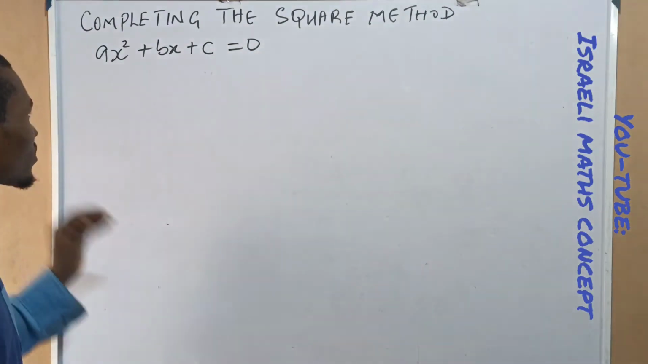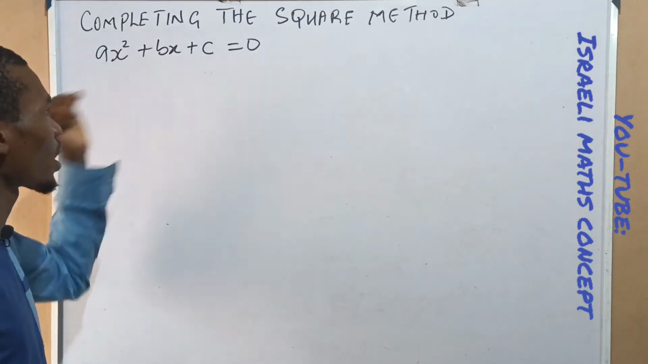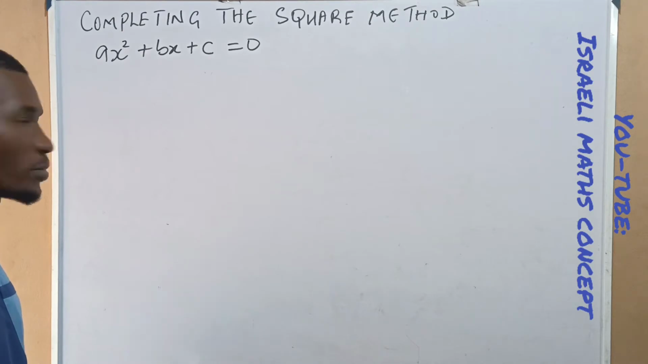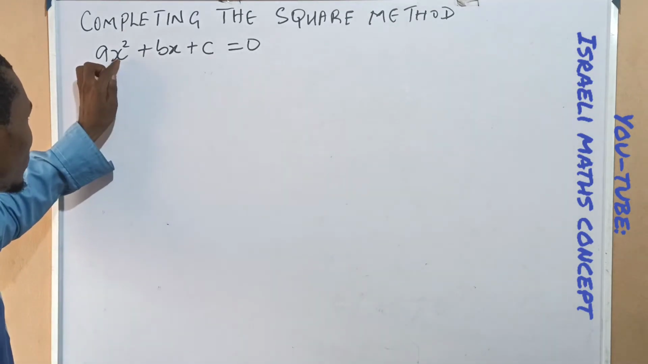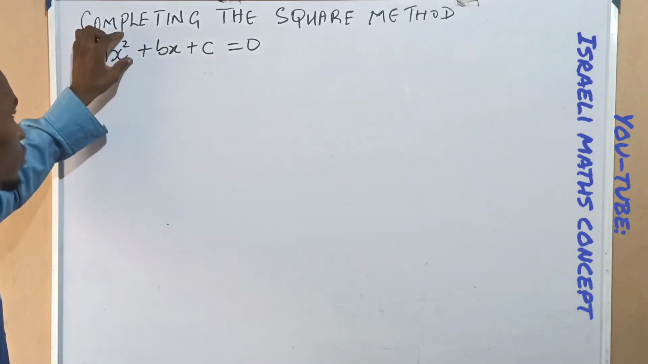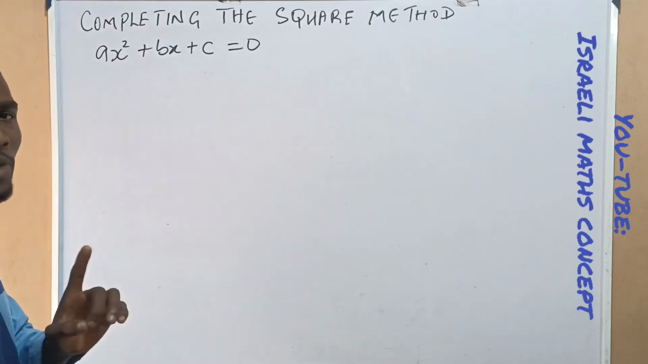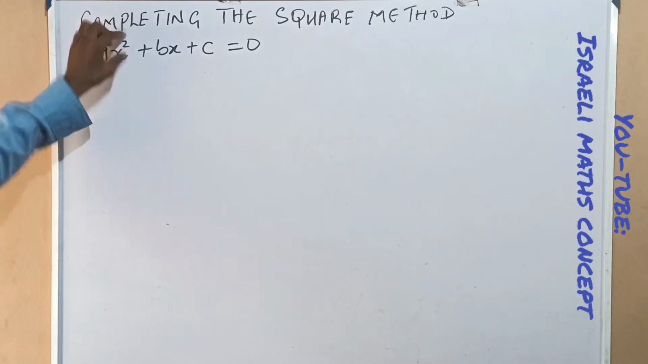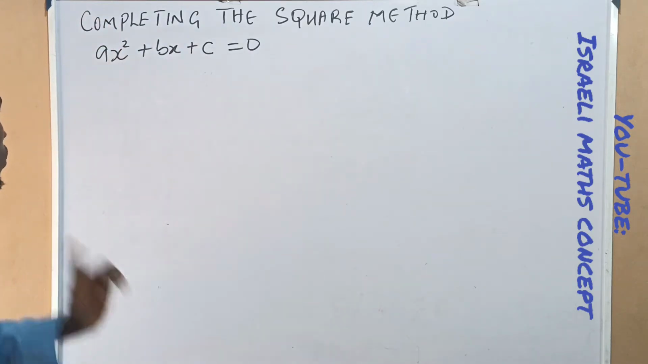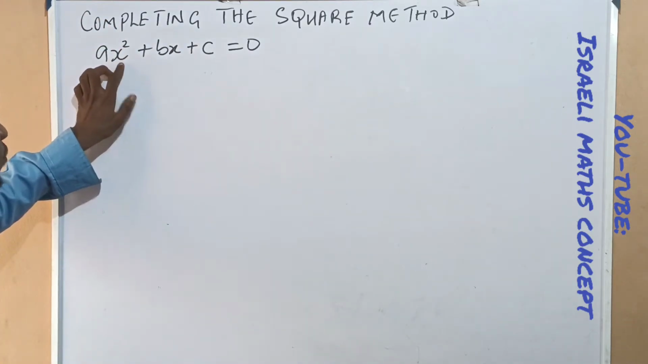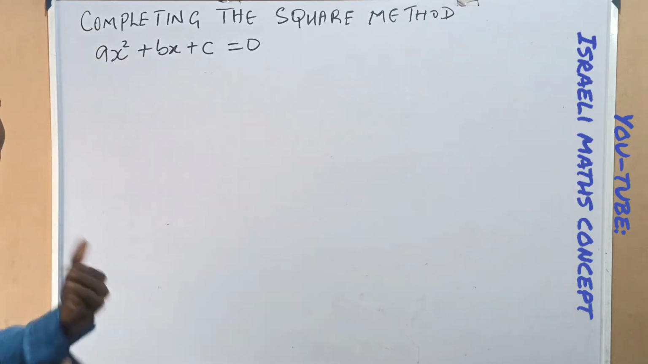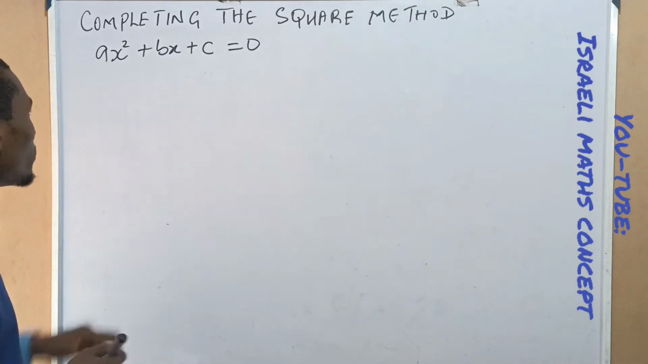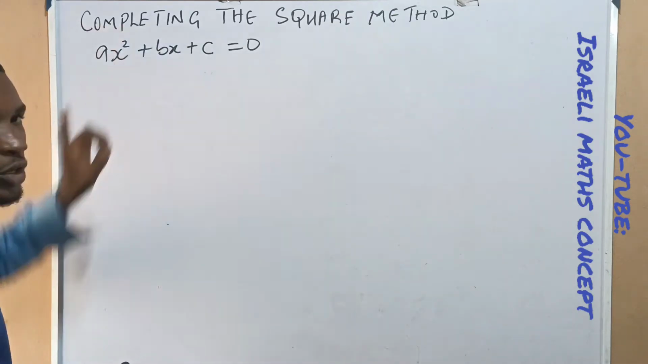Now, the first thing we are going to do whenever we are asked to solve a given quadratic equation using the completing the square method is to make this x squared become unity. What do I mean by that? We want to make the coefficient of x squared to be 1. So once we succeed in making the coefficient of x squared to be 1, automatically we've made it become unity. So what do we do to make the coefficient of x squared become 1?